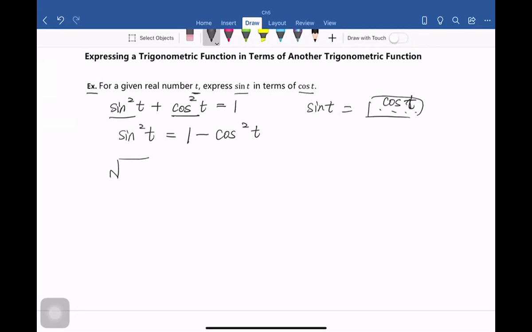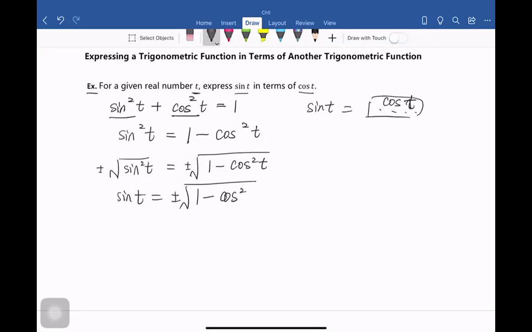Then take the square root of both sides. Sine t equals plus or minus the square root of 1 minus cosine squared t. This is the way we use this identity.